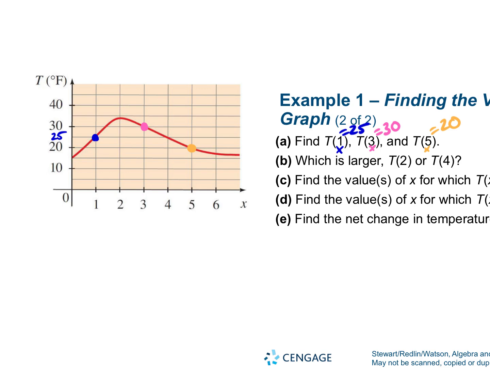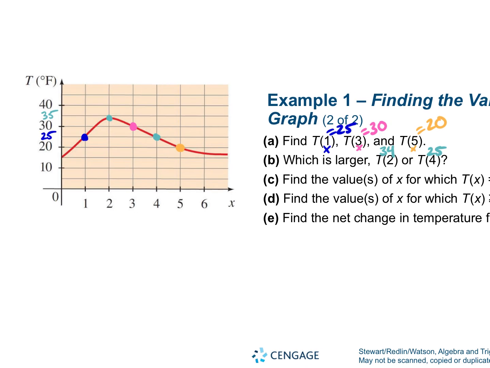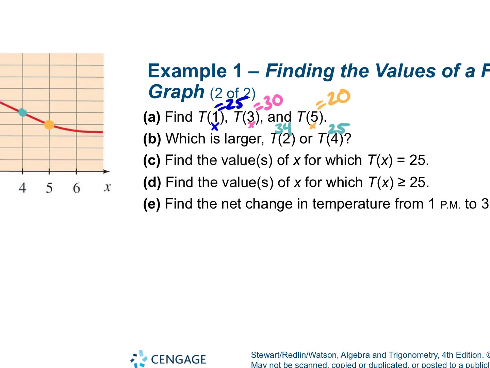We're going to do the same thing for b, but it says which is larger. So we have to find the value of t of 2 and t of 4. So let's go to our graph. We're going to go to where 2 is on the x value. What's our y value? Awesome. It's a little bit less than 35, so we can call it 34. It's about 34. And then t of 4, what's our y value there? At t of 4, what's our y value? 25. So which one's larger? T of 2 is larger.